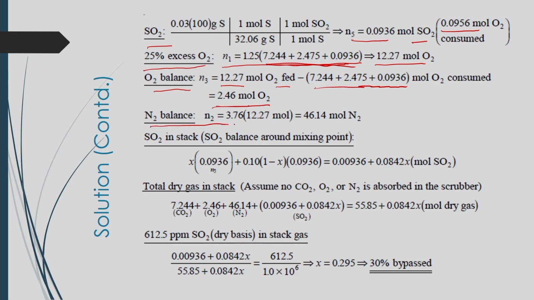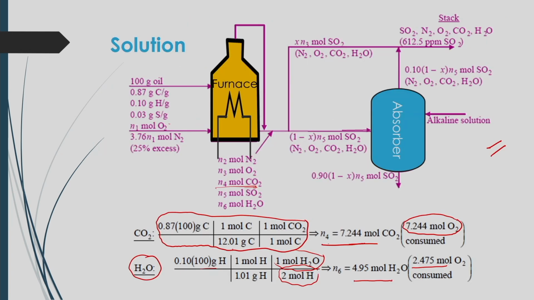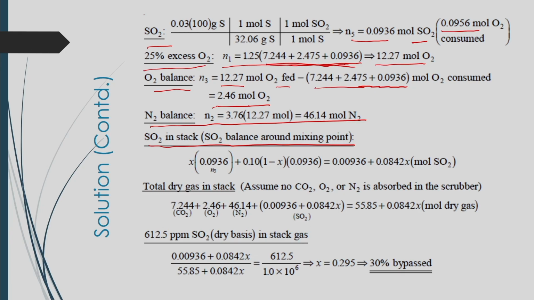Similarly, you can do the nitrogen balance here, and also the sulfur dioxide balance around the mixing point. At the mixing point, in this location before the stack, we can have the sulfur dioxide in the stack like this. Similarly, for total dry gas in the stack, assume there will be no carbon dioxide, oxygen or nitrogen absorbed in the scrubber, or scrubber means absorber, we can say absorber.